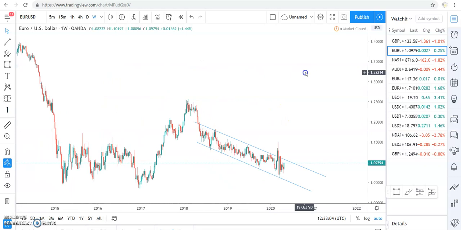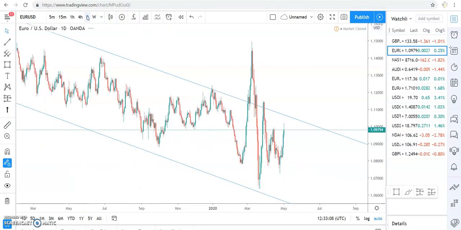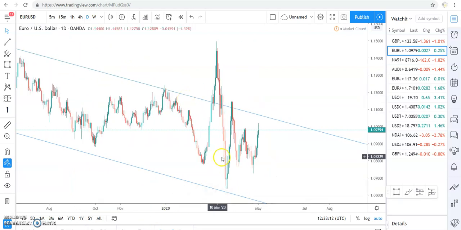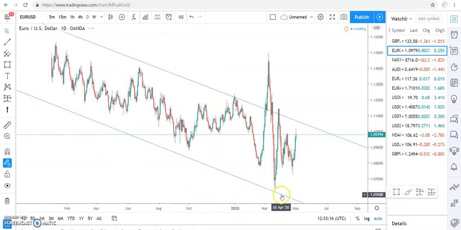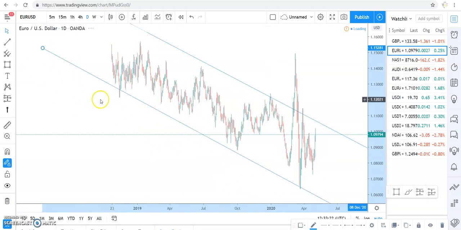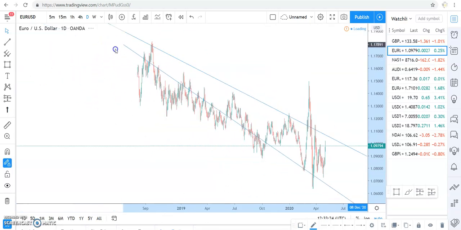Once I'm done with my weekly time frame, I move on to my daily time frame. And for my daily time frame, I can see that this price level has been obeyed quite a number of times. I can then adjust my trend lines because I can now clearly see the candlesticks.